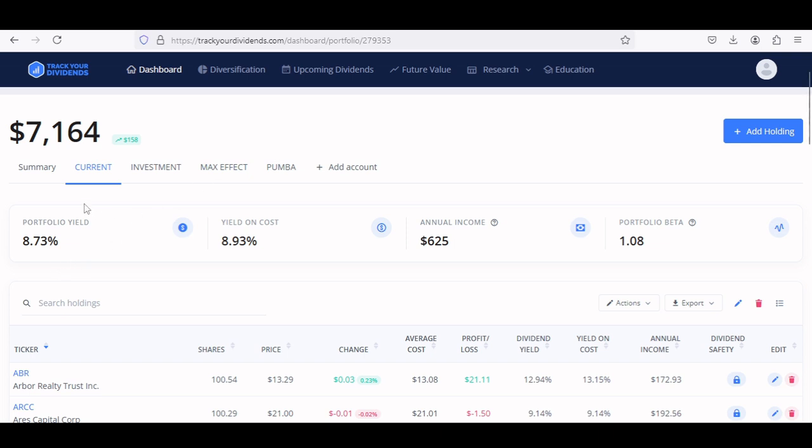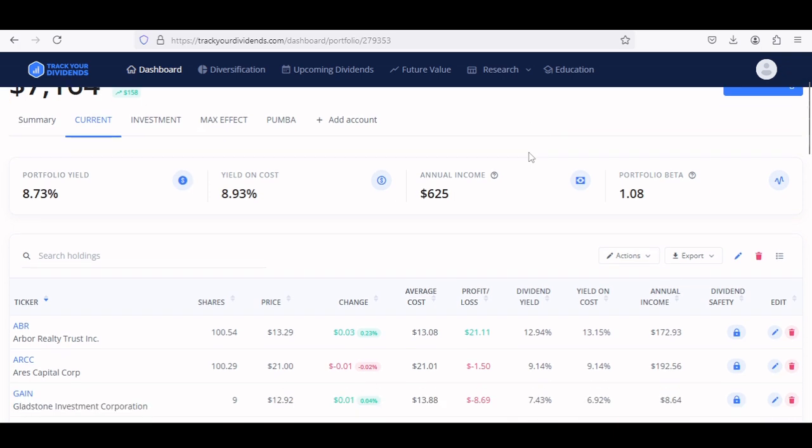The portfolio yield, as you can see here, is 8.73%, which is very high. The yield on cost is 8.93%, which is also very high. And the annual income right here is about $600. Now, when it comes to portfolio yield and yield on cost, no one could determine that for you. You and you alone could determine what this is going to be based on the stocks that you choose. So always keep that in mind no matter what anyone tells you.